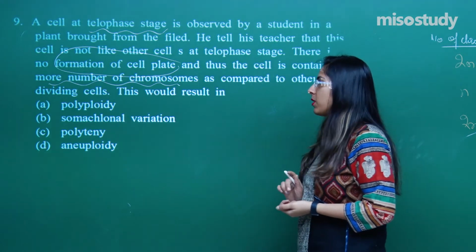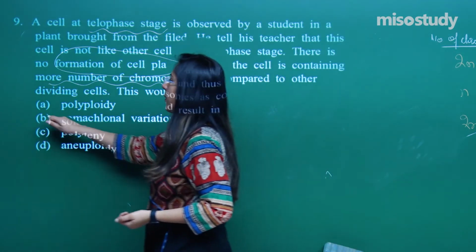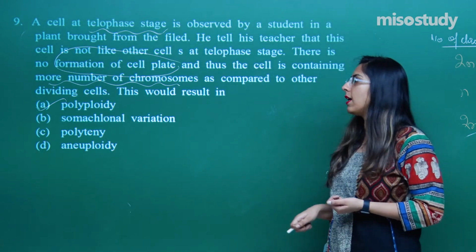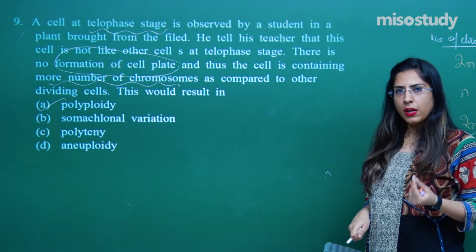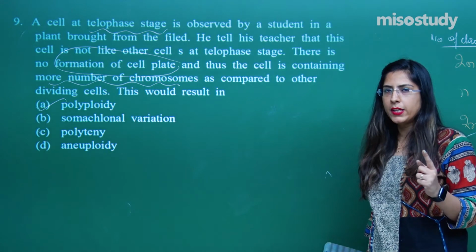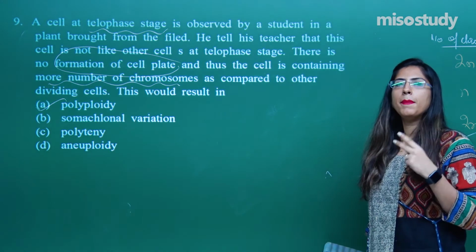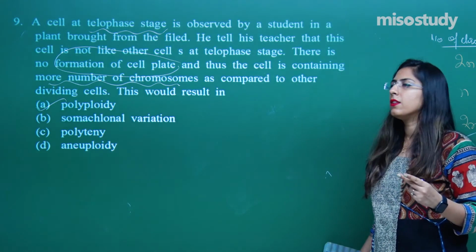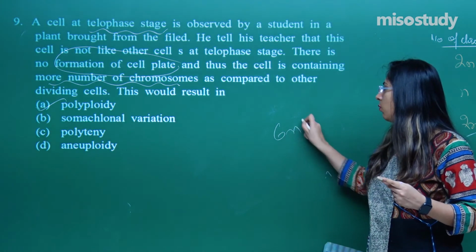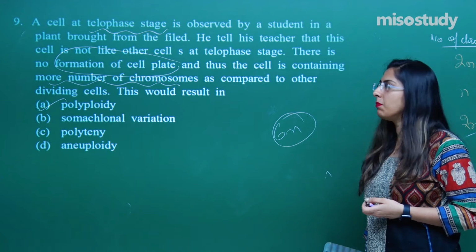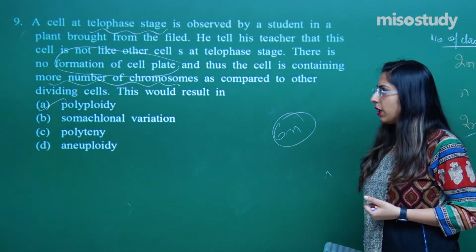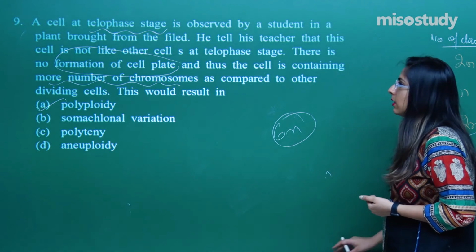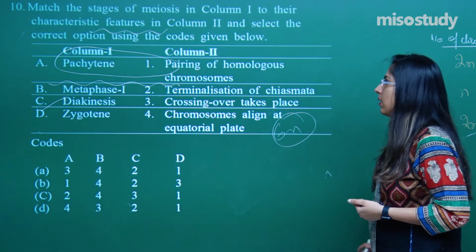So the correct option is polyploidy. That means the appearance of more than two sets of chromosomes is called polyploid. If they have one set of chromosomes, it is monoploid; two sets, diploid; many sets, polyploid. And we have a very good example in wheat. In wheat, the 6N chromosome number occurs, Triticum aestivum. So the correct option is polyploidy only. For question number 9, option A is correct.